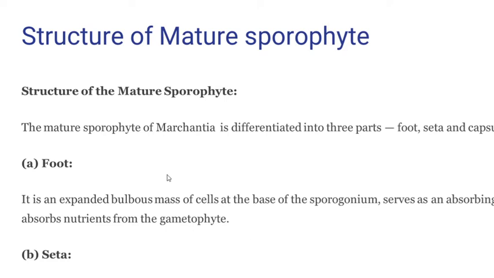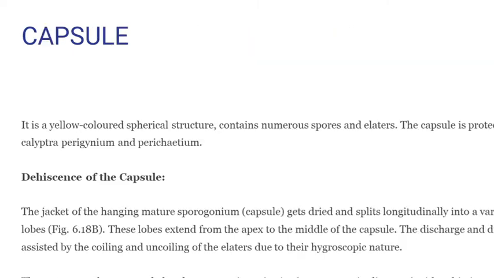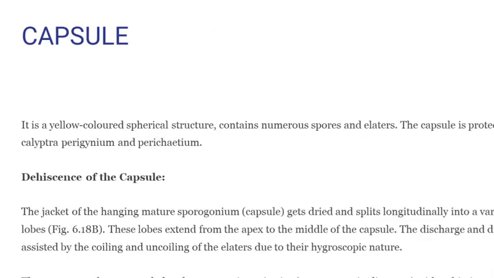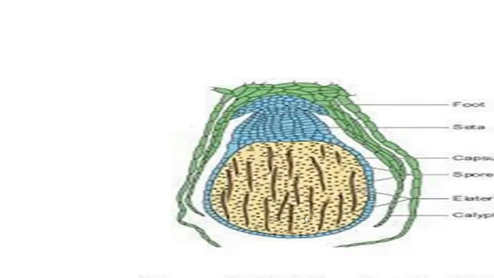Now you see the mature sporophyte. The structure of the mature sporophyte consists of foot, seta and capsule. The foot is an expanded bulbous mass of cells at the base of the sporangium. It serves as an absorbing and anchoring organ. It absorbs nutrients from the gametophyte. So here the foot is the bulbous structure that anchors to the gametophyte and absorbs nutrients from it.